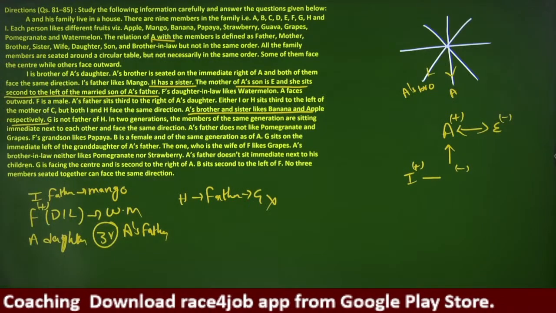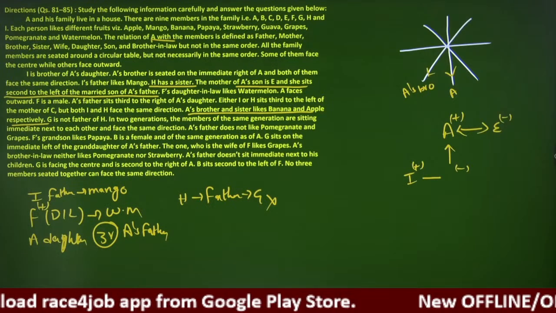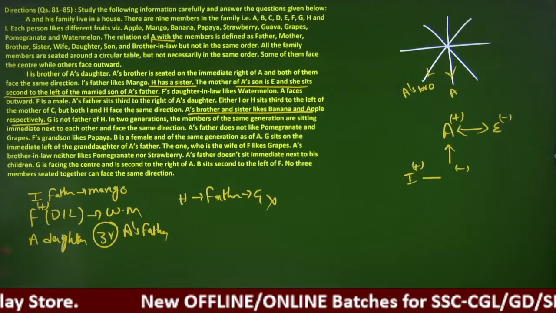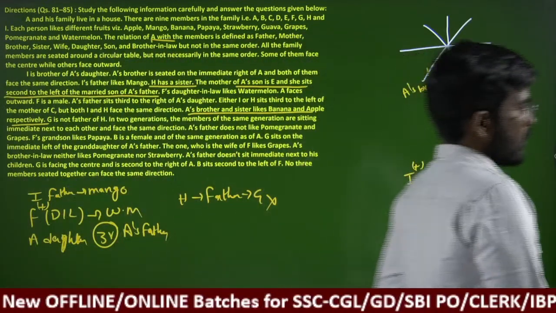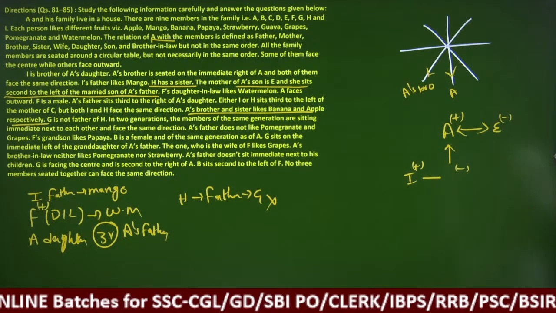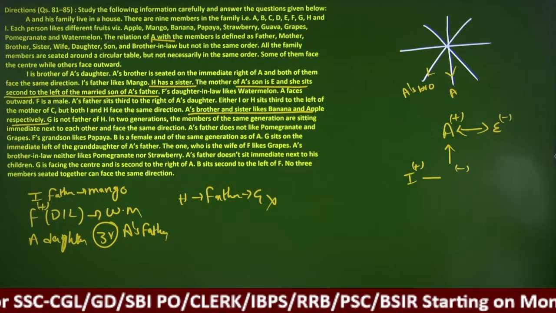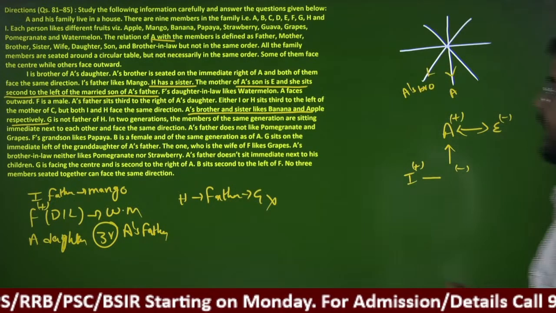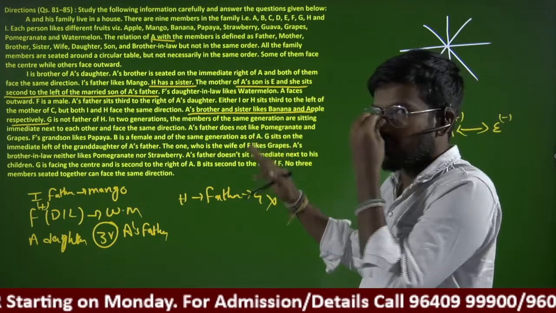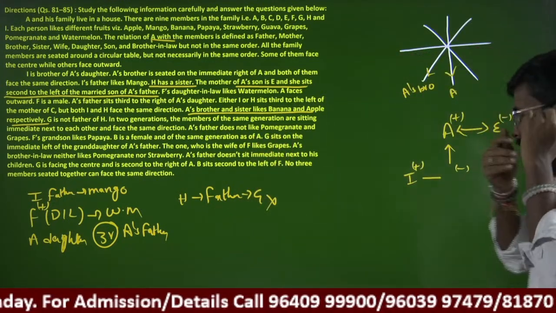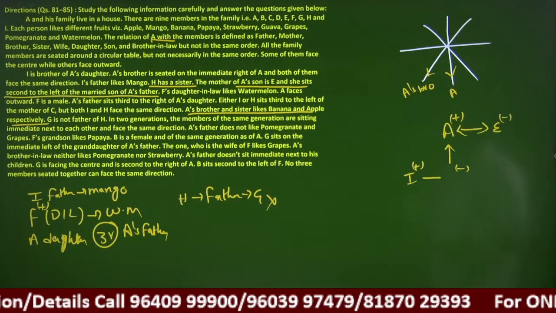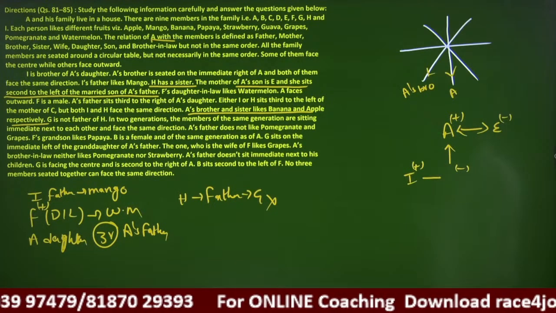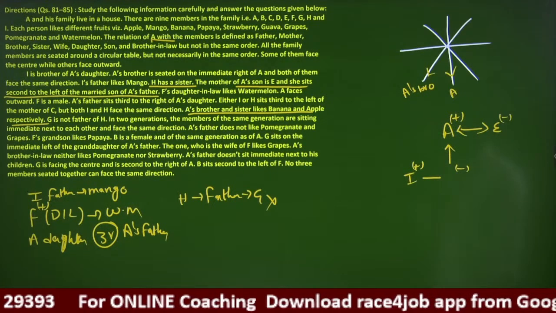In two generations, the members of the same generation are sitting immediate next to each other and face the same direction. That means there are three generations in total, and two of them are seated like this. A's father does not like pomegranate and grapes. F's grandson likes papaya.